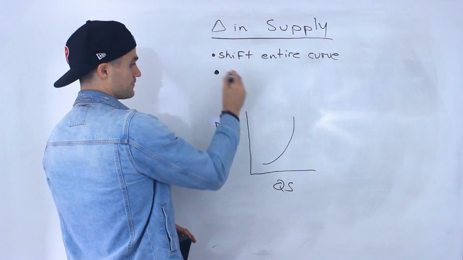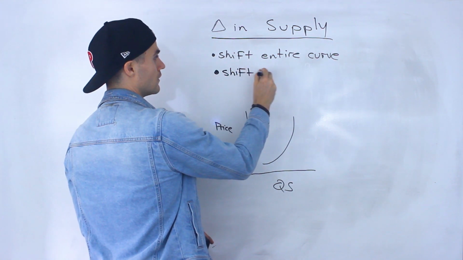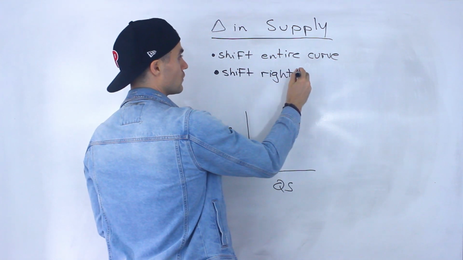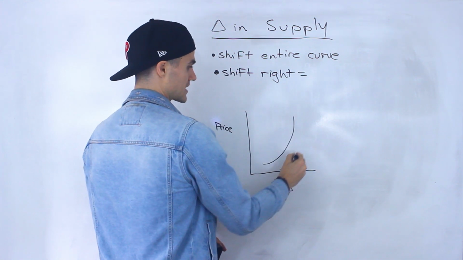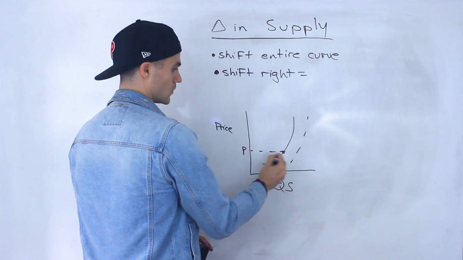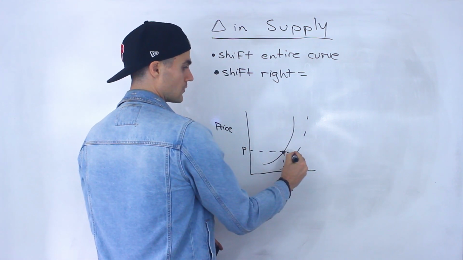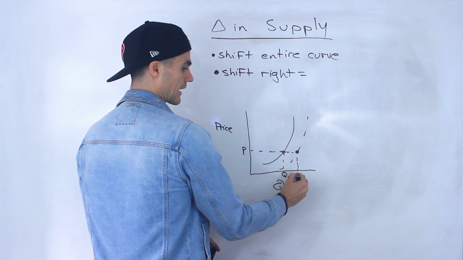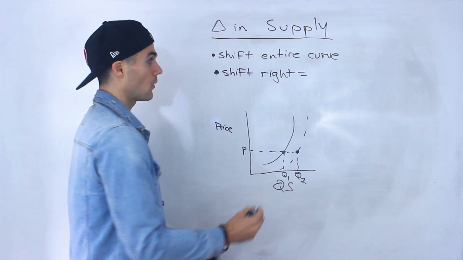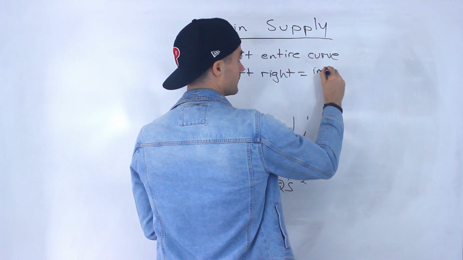So I've mentioned this before, but if we shift the curve to the right, what's going to happen? Well, initially at this price, we had this quantity supplied. But if we shift the curve to the right, then notice at that same price, that quantity supplied is going to go up. So if we shift the curve right, that's basically an increase in supply.